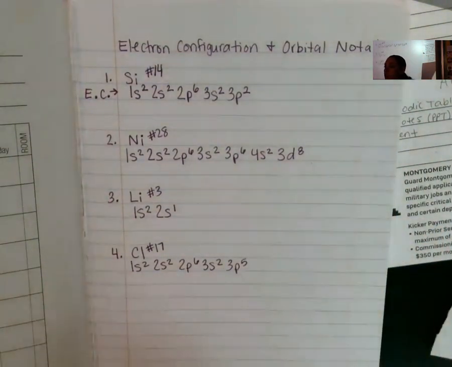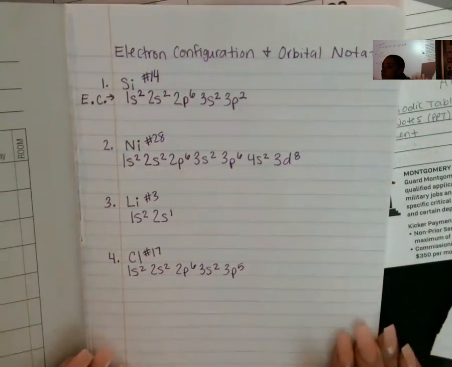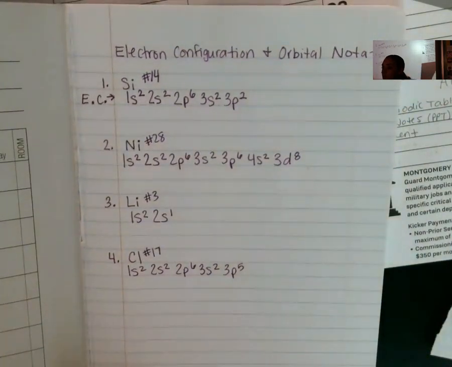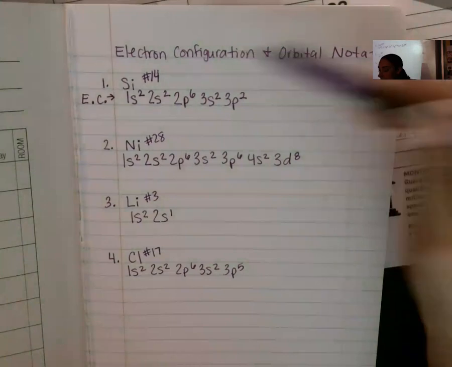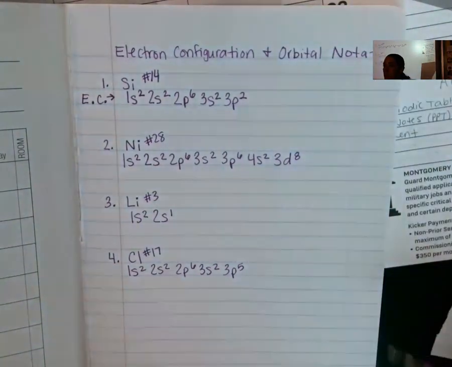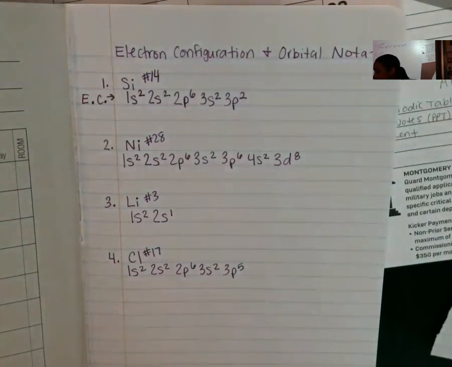Okay, so that is the electron configuration. Our title is electron configuration and orbital notation. So we're going to go back in and actually draw a representation of what the electrons would look like filling up energy levels. Okay, and that's called the orbital notation.